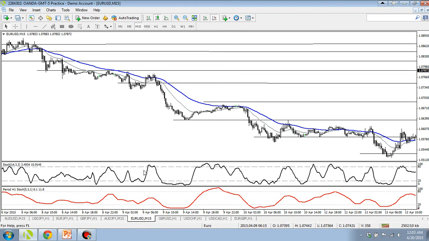This stochastic here wasn't in an oversold position. This one is a little bit low in the middle, so I'm not sure I really would have taken it. Would have been a nice trade anyway. Like I said, I like to keep them higher up in the overbought or oversold areas. Now it does come down, makes a bottom, okay?